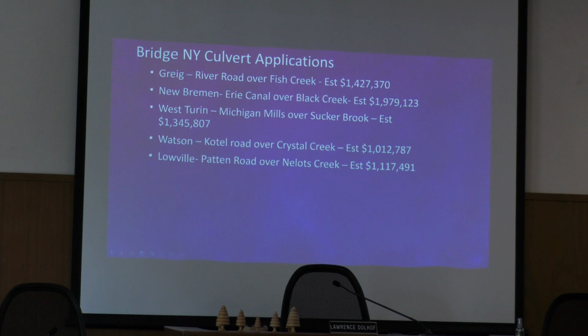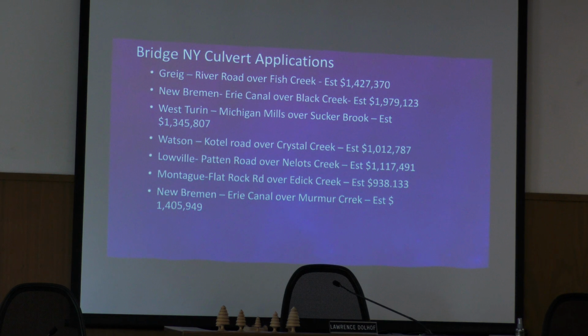Lowville, Patton Road over Knowles Creek, 1.1 million. Montague, Flat Rock Road over Edict Creek. These are all applications we put in this year, 938,000 for that. And New Bremen, Erie Canal over Murmur Creek, 1.4 million. And New Bremen, Lomber over Crystal Creek, $2 million.